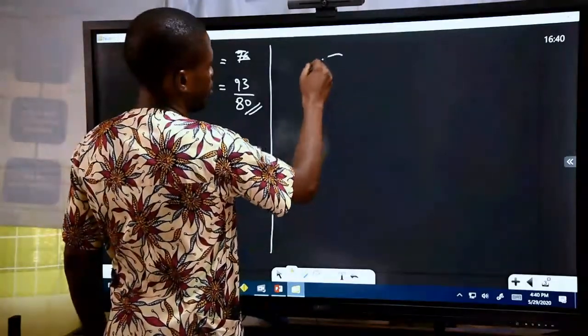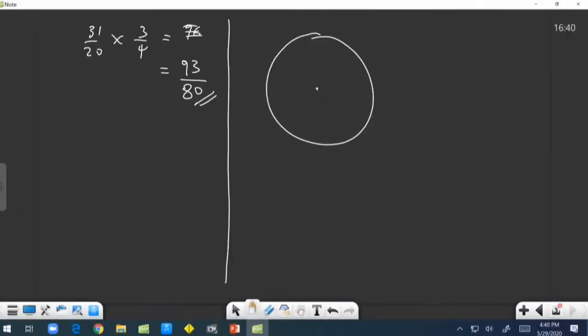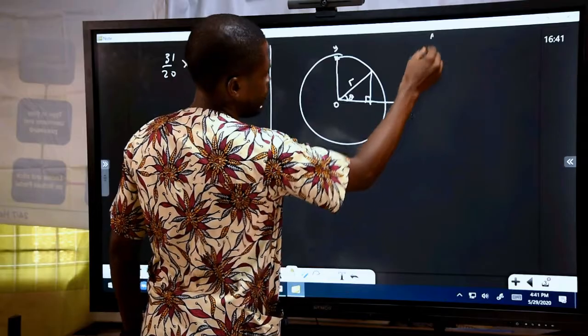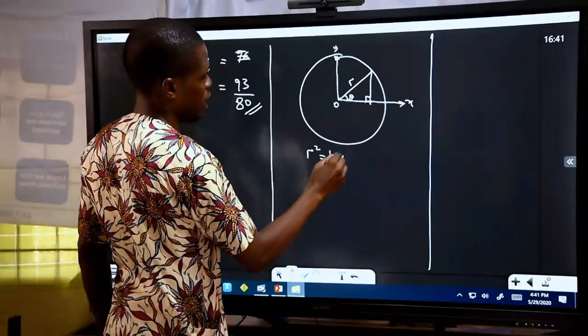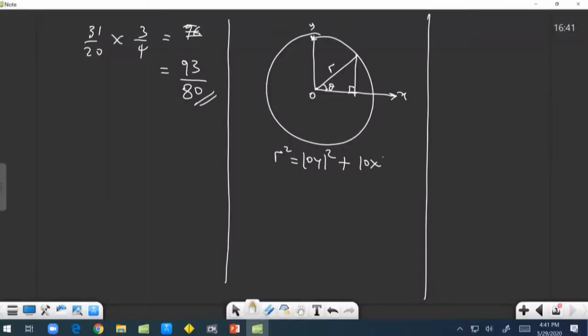Consider a circle of radius r with this point. We have the angle, the radius is r, and here we have 90 degrees. We have these axes, you can call this the y-axis and the x-axis. We can call this point O. We have OY and OX. So here we can say that r squared is equal to OY squared plus OX squared.